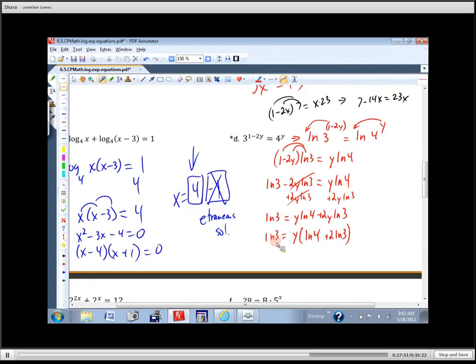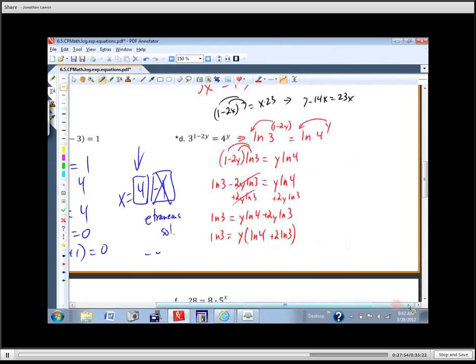Now, how do you get the x by itself? Sorry, y by itself. Divide. Divide by ln 4 plus 2 ln 3. That entire factor cancels with that entire factor, and here's what we've got. Okay, now I'm going to change colors just for emphasis. The answer is y equals the ln of 3 over ln 4 plus 2 ln 3. Any questions?